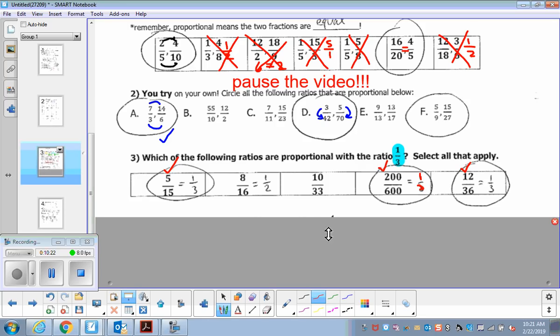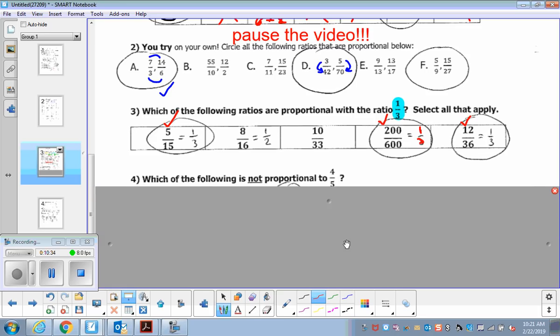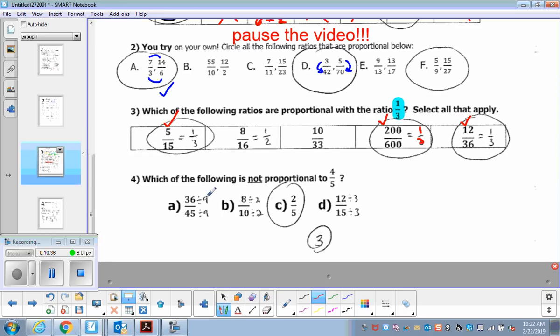Now for the next one, we want to know which of the following is not proportional to 4/5. So for A, B, C, and D, you have 4 fractions, and one of them is not equal to 4/5. So down here, when you take the 36 over 45 and reduce it, you can reduce both of these by 9. 36 divided by 9 is 4. 45 divided by 9 is 5.